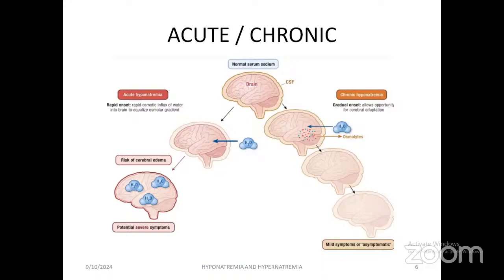In acute hyponatremia, the onset is rapid. There is rapid osmotic influx of water into the brain to equalize the osmolar gradient. So there is risk of cerebral edema and potentially severe symptoms. But in chronic hyponatremia, the onset is gradual and there is time for cerebral adaptation by movement of osmolytes and water. The symptoms may be mild, or in some patients it may be asymptomatic.